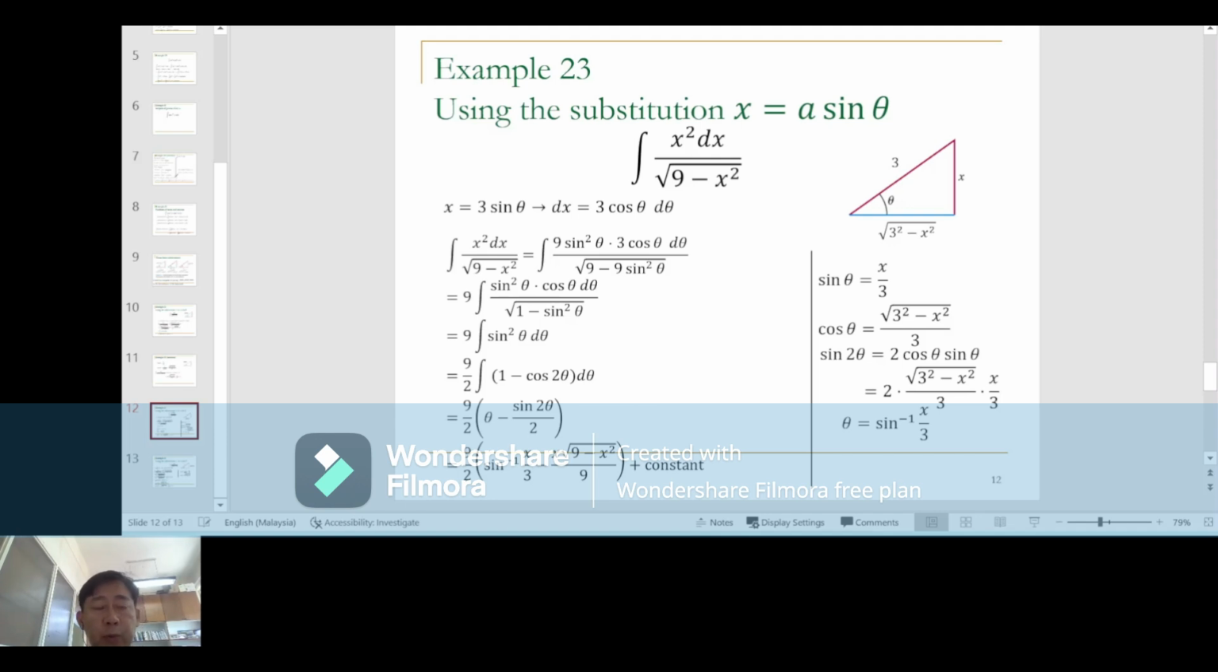In this video, we are going to discuss example 23, integration of an integrand x squared divided by a denominator in the form of square root of 9 minus x squared. In this kind of integration with a denominator in the square root of some constant minus x squared, we will have to use a trigonometric substitution in the form of x equals a sine theta.